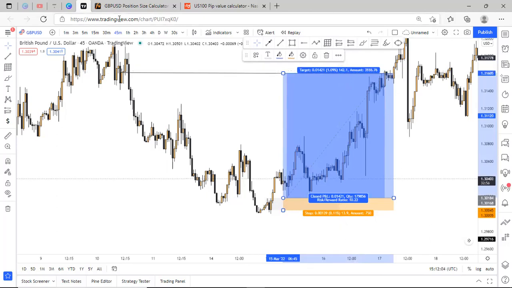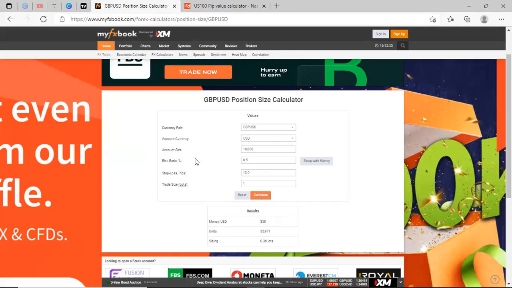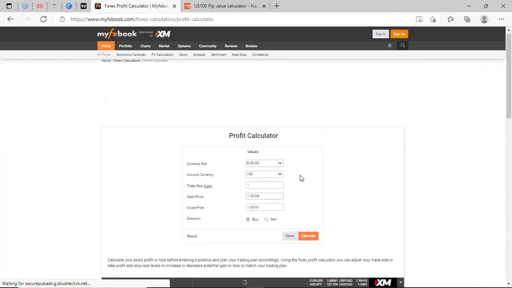Okay, all you need to do also to get to know the amount you will be winning on this trade is go back here and click on home. You see forex calculators right here, and you will click profit calculator. Now we know how much we are risking. We are risking $50 if this thing hits stop loss. But for take profit, how much are we going to win? You go to your profit calculator, you click on it, and the profit calculator will be displayed.